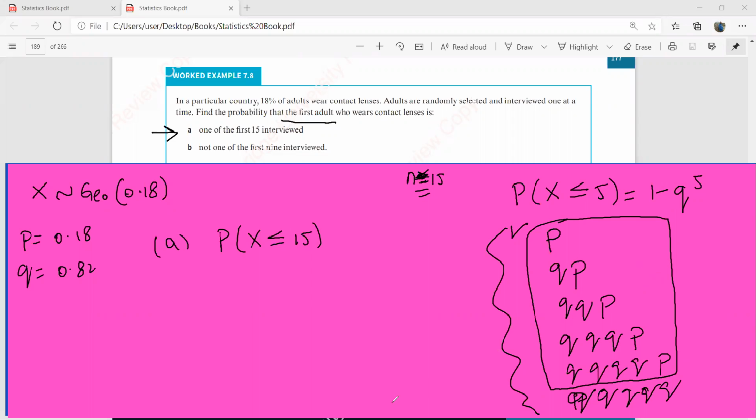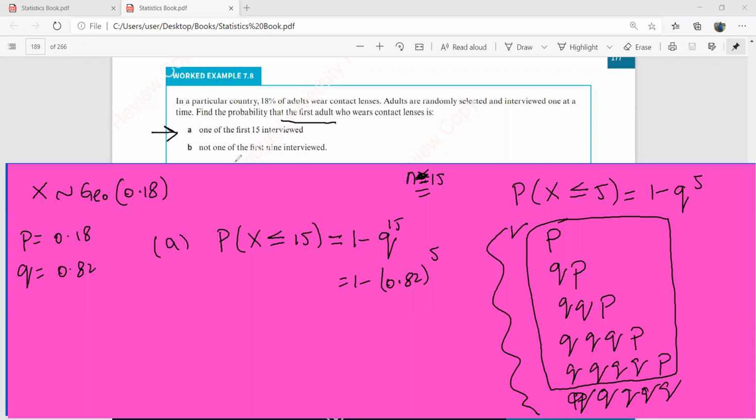I'm waiting, guys. We just have 6 minutes left. Please be quick. So this should be 1 minus q raised to power 15, which is basically 1 minus 0.82 raised to power 15.